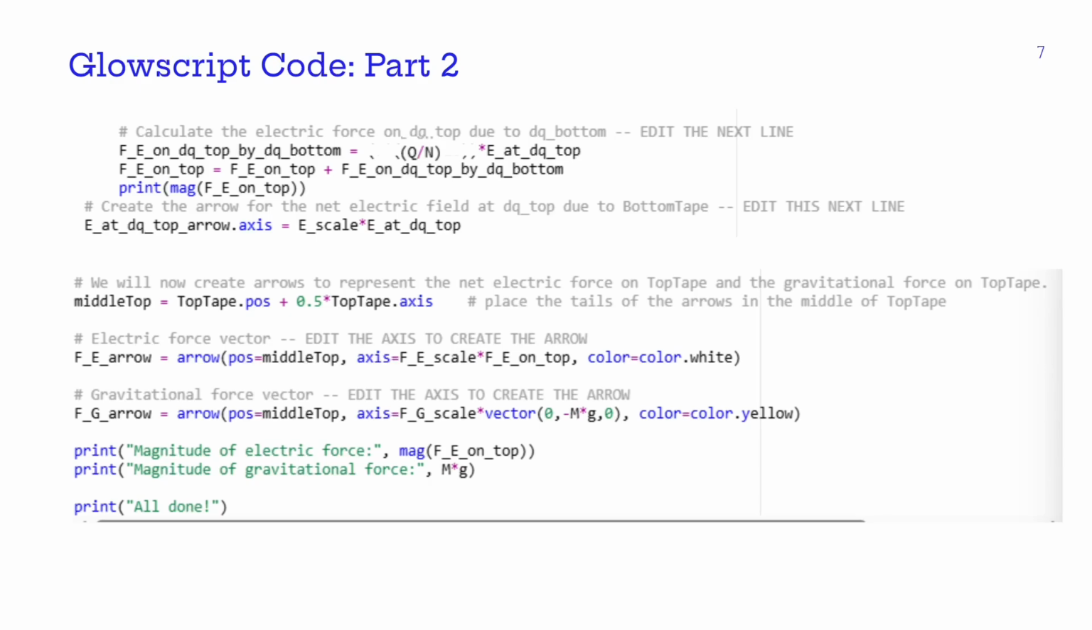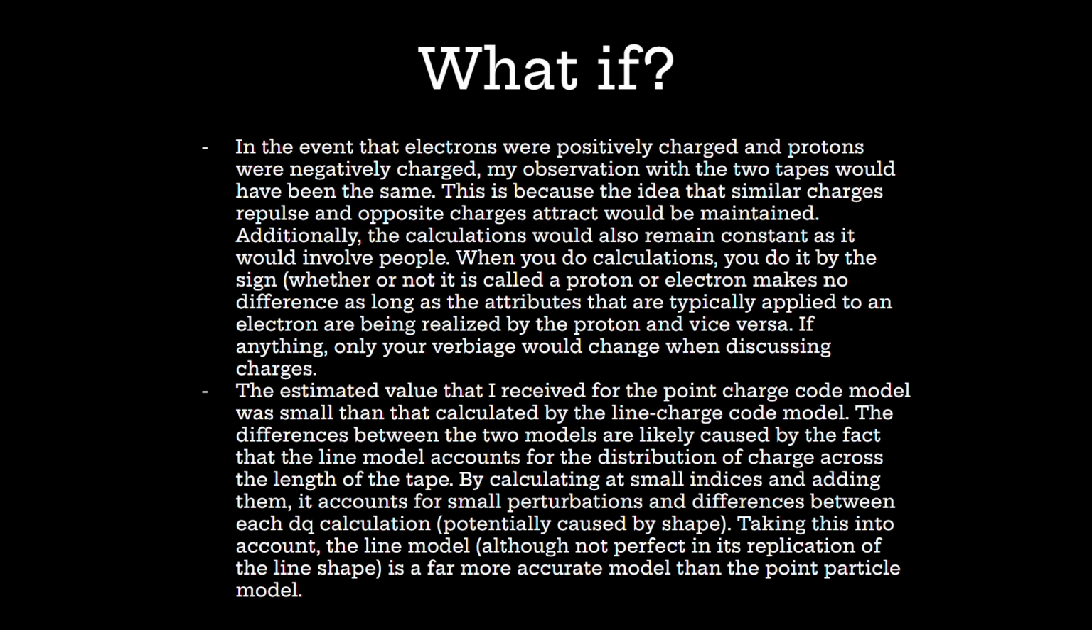And then after that, I created an arrow for my electric field at DQ on the top. Once again, I put in a scalar to make it visible. Since we're representing the electric field, I put in the variable name that holds our electric field value. The only other real difference is that I added a value in an FE arrow, and once again I added a scalar. Since we're looking for the electric force, I took the value that represents that, which is FE on top, and multiplied it within the axis variable. I also found the total gravitational force. To do that, I took the mass of the entire piece of tape and multiplied it by gravity.